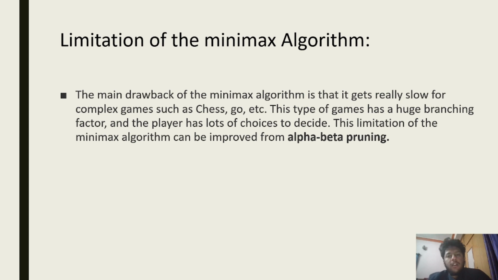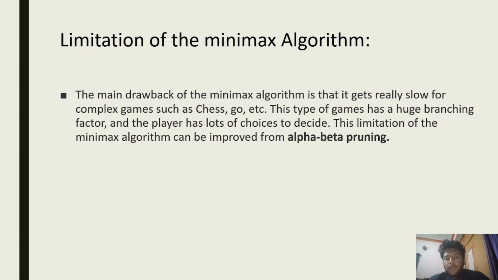Limitations of the MinMax algorithm. The main drawback of this algorithm is that it gets really slow for complex games such as chess, Go, etc., as the number of moves is pretty high. This type of game has a huge branching factor, and it might create time complexity or space complexity issues as well. The player has a lot of choices to decide, and this limitation of the MinMax algorithm can be improved by a technique called alpha beta pruning, wherein we remove the branches that are not required, so that it makes it easier for the recursion method to find a solution path.